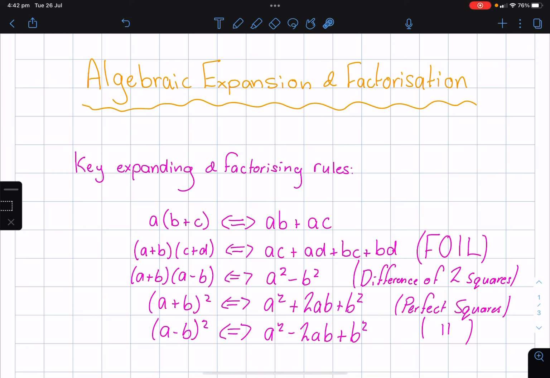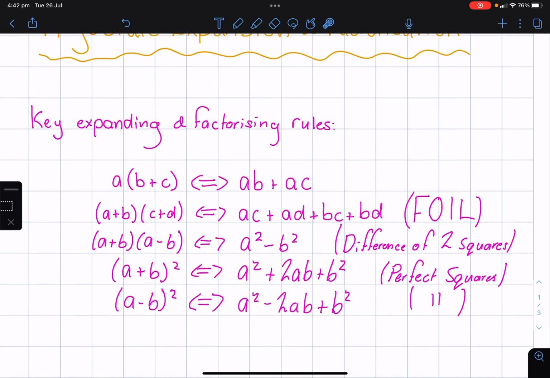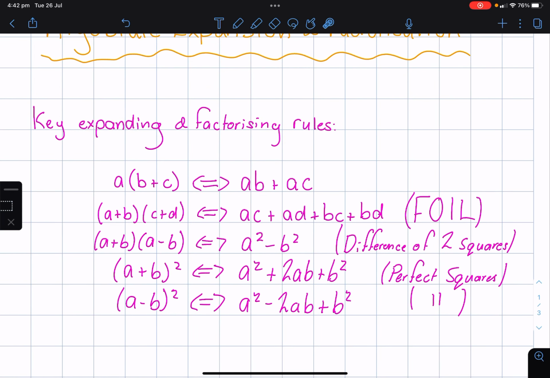Now we've got a couple really cool identities. If we have A plus B times by A take B, that is actually called difference of two squares, and we're left with just A squared take B squared. Now, if we have A plus B all squared, that comes out to be A squared plus 2 times A times B plus B squared, and that's called a perfect square. And then this is the perfect square version when it's A take away B. It's just this sign here changes to a negative.